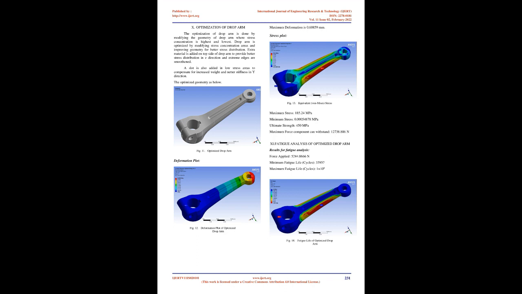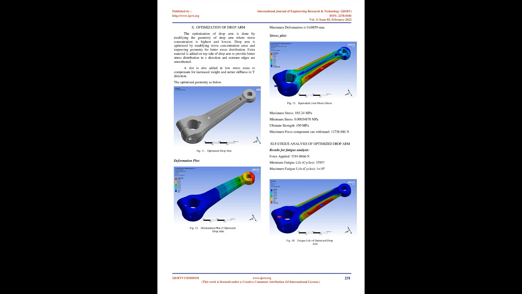First mode, 902.39. Second mode, 1574.9. Third mode, 3761.5. Fourth mode, 4497.9. Fifth mode, 6230.7. Sixth mode, 8561.1. Table 4. Modal analysis of optimized drop arm. 13. Results and discussions. Fatigue analysis.